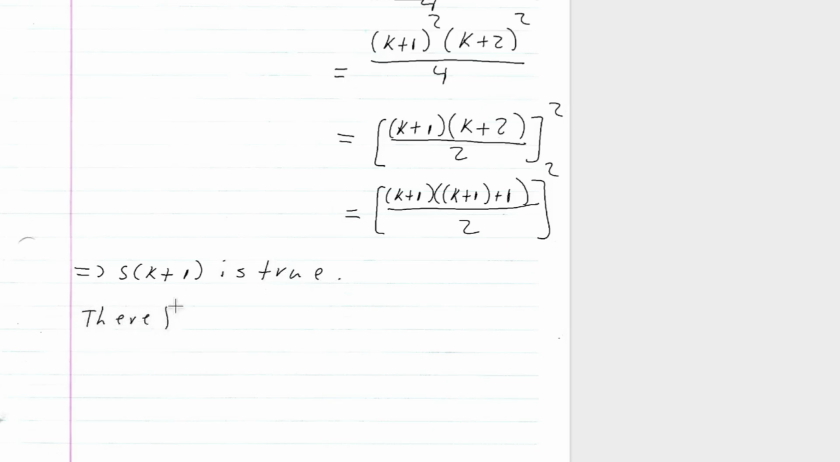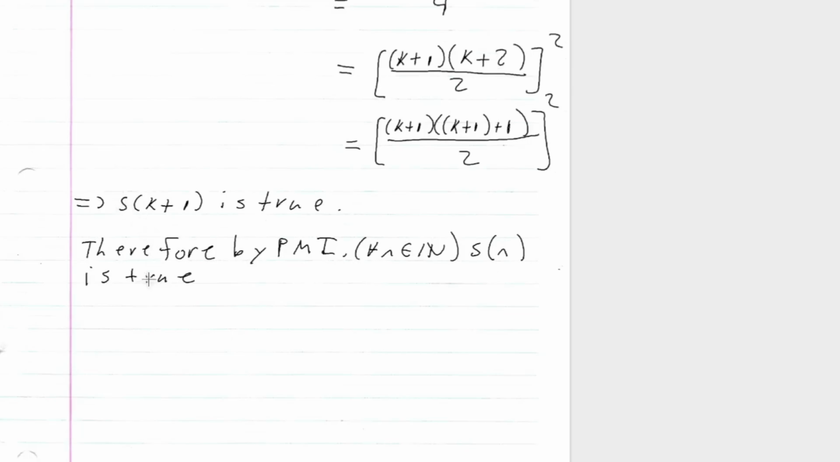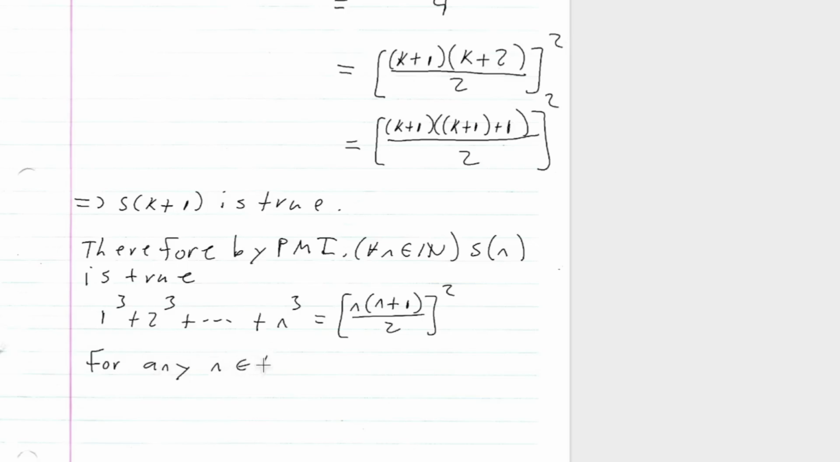Therefore, by the principle of mathematical induction, for every n contained in the natural numbers, S of n is true. So we essentially proved that 1 cubed plus 2 cubed plus dot dot dot plus n cubed is equal to n times n plus 1 over 2, squared, for any n contained in the natural numbers, right?